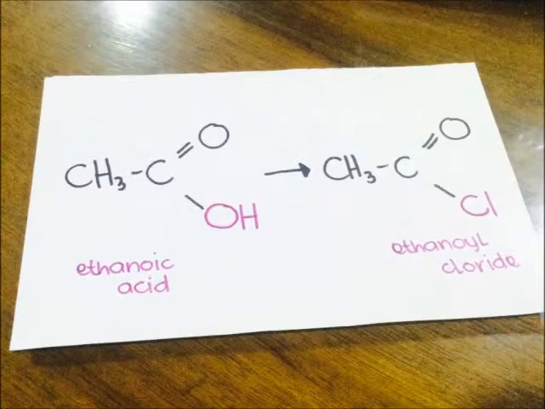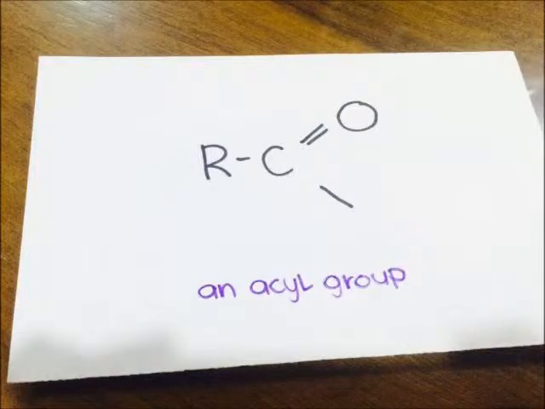Acyl chlorides as acid derivatives. A carboxylic acid such as ethanoic acid has the structure shown. There are a number of related compounds in which the OH group in the acid is replaced by something else. Compounds like this are described as acid derivatives. Acyl chlorides, also known as acid chlorides, are one example of an acid derivative. In this case, the OH group has been replaced by a chlorine atom.